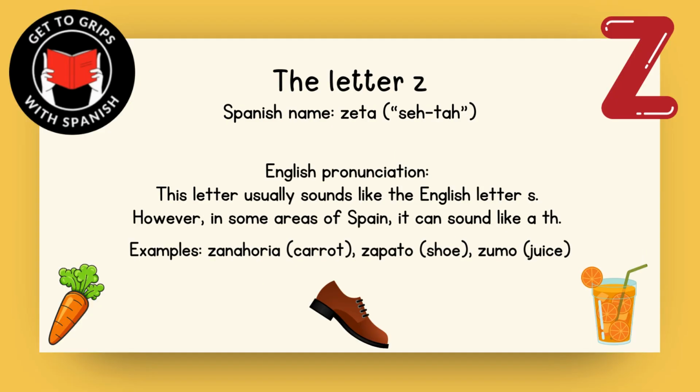The letter Z in Spanish is called zeta. The English pronunciation is that this letter usually sounds like the English letter S. However, in some areas of Spain, it can sound like a TH. For example, here in Lanzarote, we would say zanahoria, meaning carrot, zapato, meaning shoe, and zumo, meaning juice. But in other areas of Spain, you will hear it pronounced with a TH sound. So here we call it zeta: zanahoria, zapato, zumo.